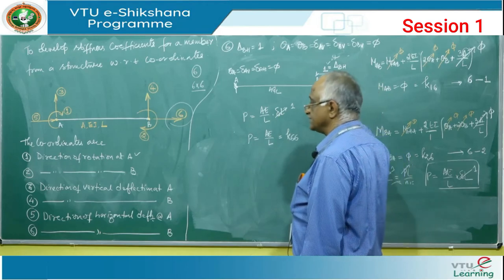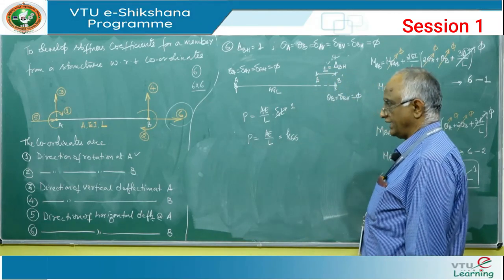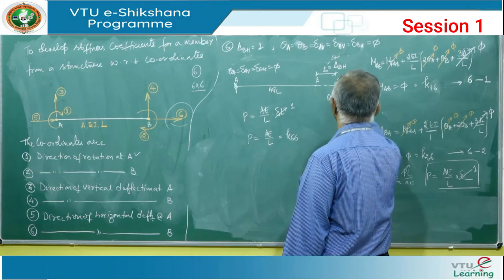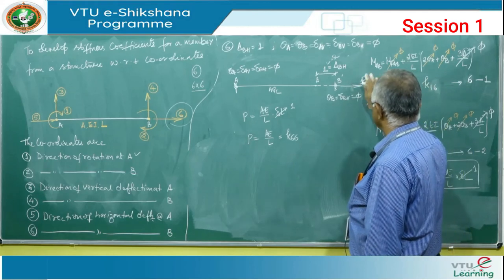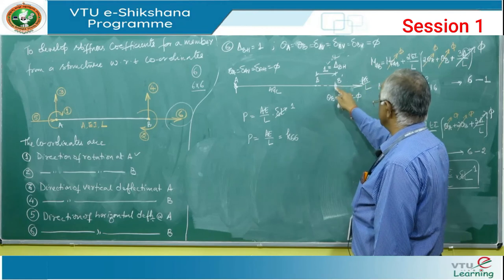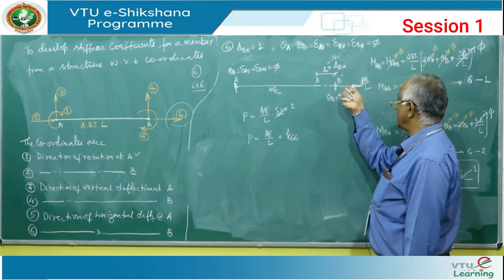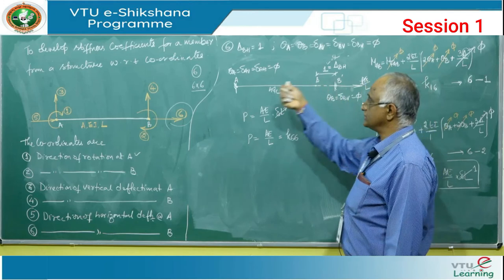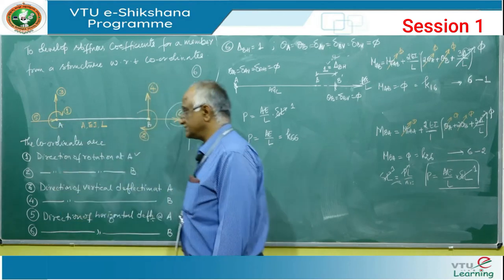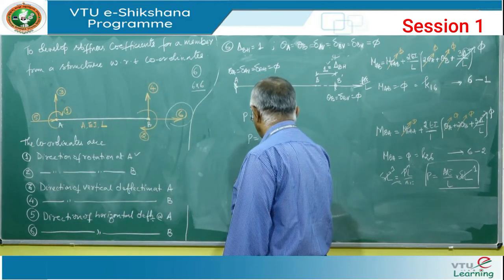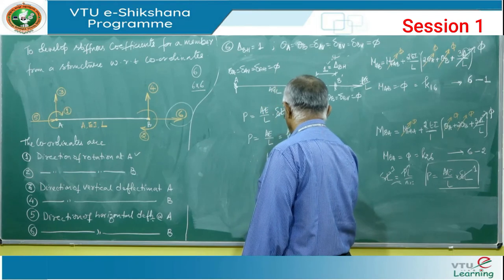that is nothing but your K66. Reaction developed at 6 means it is along the coordinate 6. I applied a unit displacement at coordinate 6, so it is equal to K66. That means it will be acting in this direction. Whatever this force P is, that is equal to AE by L. Once you apply this towards the direction of coordinate 6, it elongates, so I have a reaction acting in the right direction. Opposite to that will be at A. Coordinate 5 is actually towards the right, so I have to take it as the opposite direction. Therefore K56 will be equal to minus AE by L.